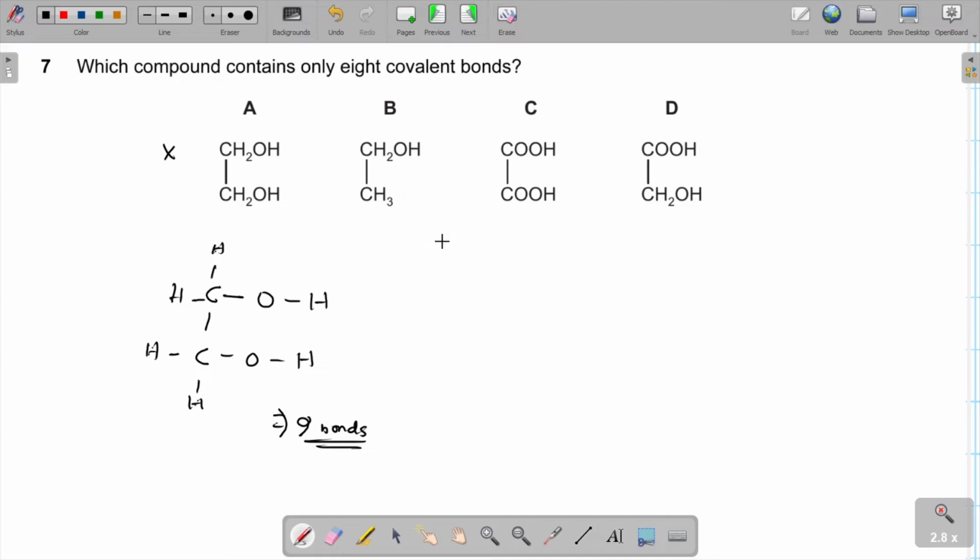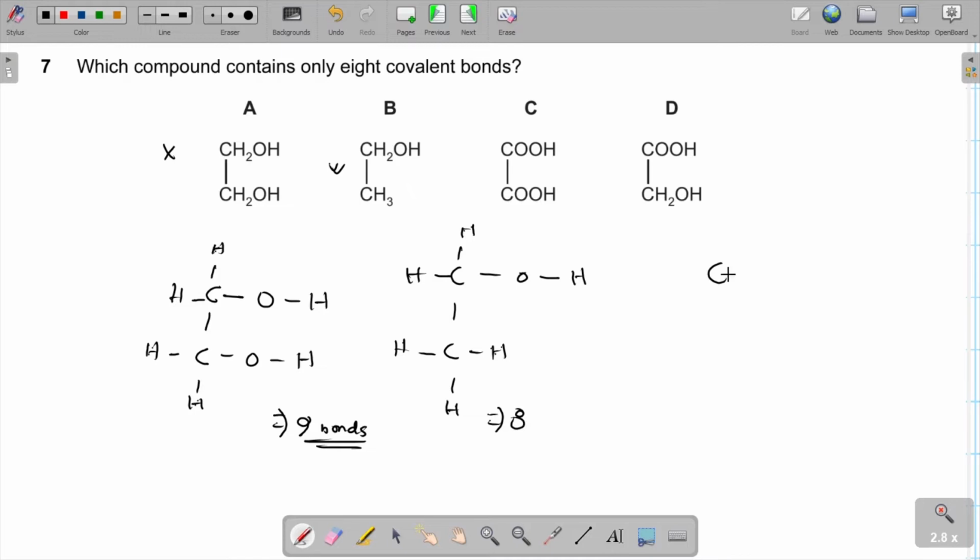Let's move on to structure B. So we draw these two. Again, we have to draw 2 hydrogen, just like this, and it has 3 hydrogen over here, followed by an OH group. So 1, 2, 3, 4, 5, 6, 7, 8. Yes, this has 8. So this could be a possible answer.